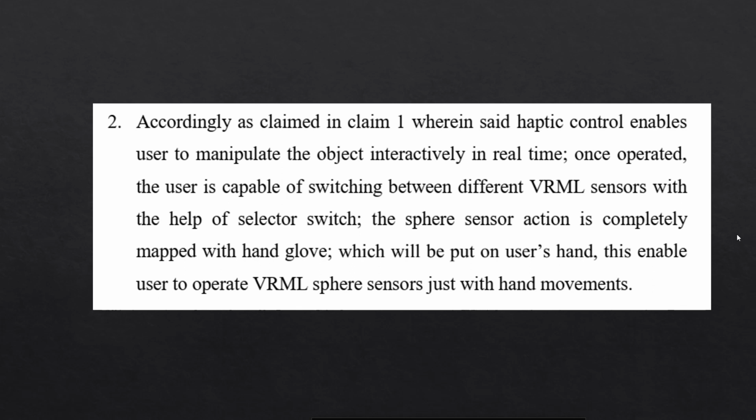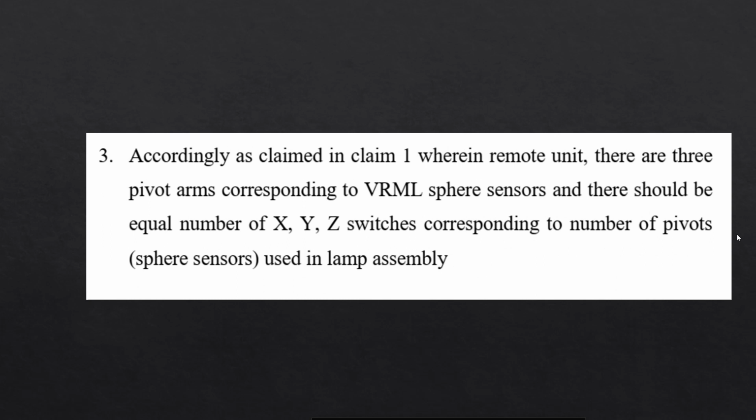Once operated, the user is capable of switching between different VRML sensors with the help of selector switch. The sphere's action is completely mapped with hand glove, which will be put on user's hand. This enables user to operate VRML sphere sensors just with hand movements.